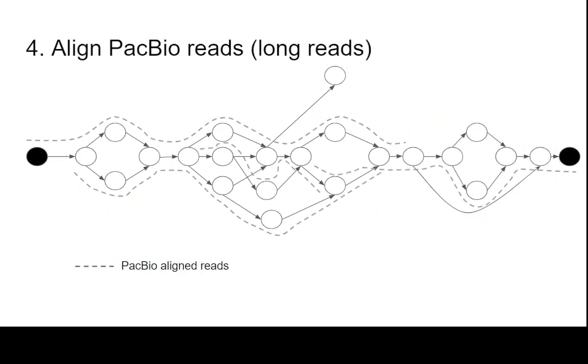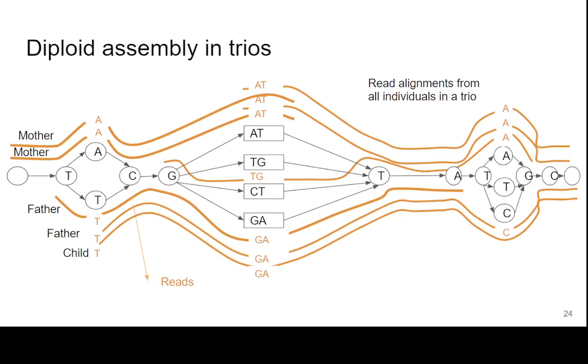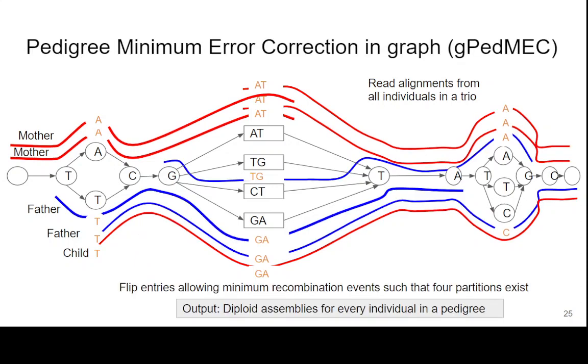And then we align the long reads to the graph by using a seed and chain algorithm. Next, the goal is to phase these bubble chains to produce the diploid assembly for the trios. To solve that, we generalized the WhatsHap framework that I introduced earlier to a graph version of pedigree phasing, which is defined as follows.